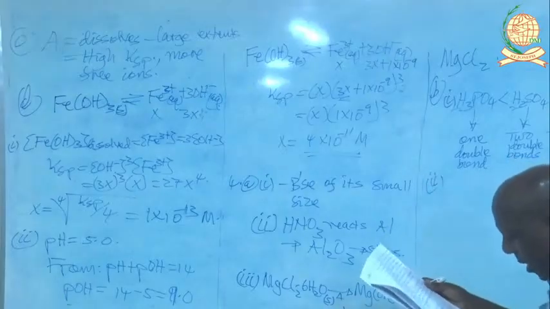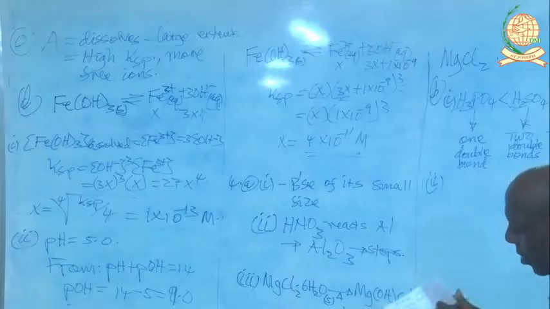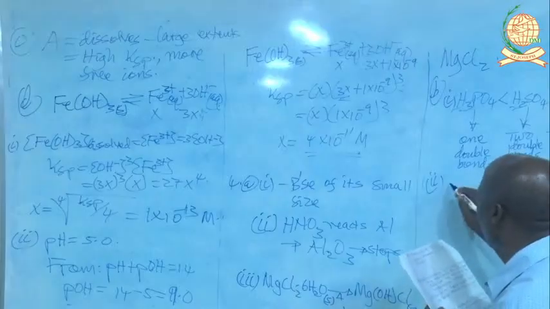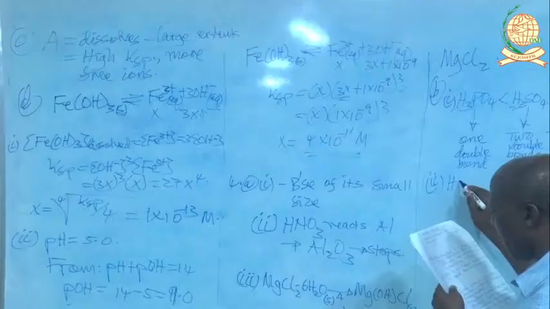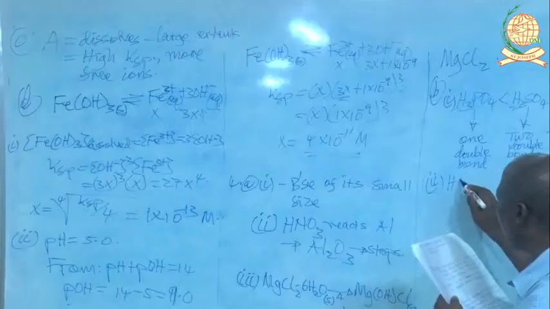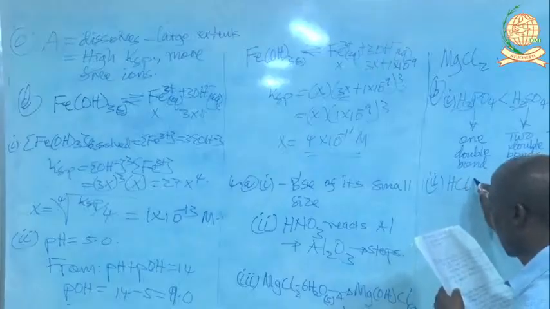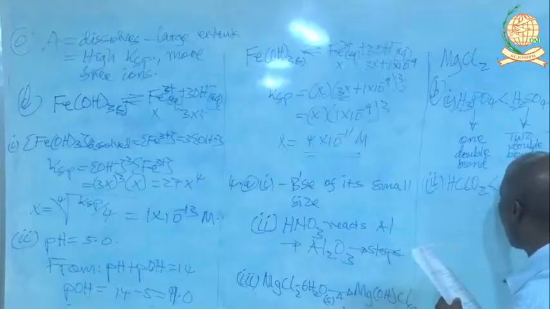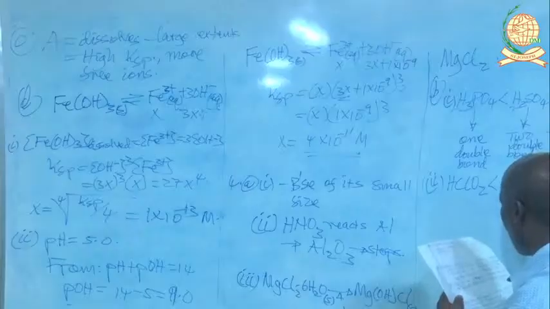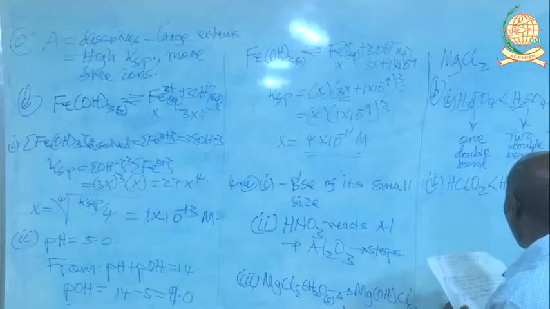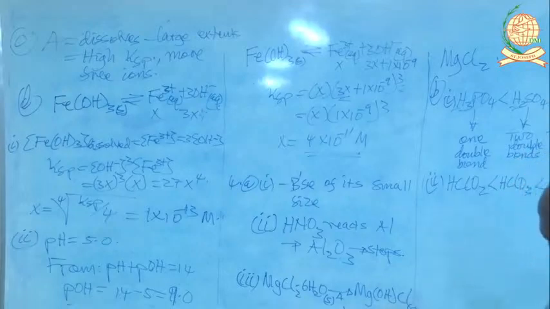Another one is Roman 2, the order is hypochlorous acid, chlorous acid, followed by chloric acid. This one is HClO3, and finally sulfuric acid. So this is the order of arrangement. Then question number 4c.